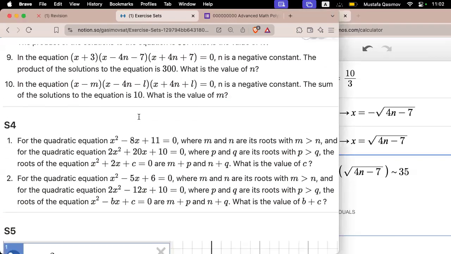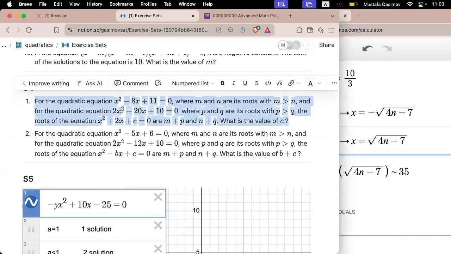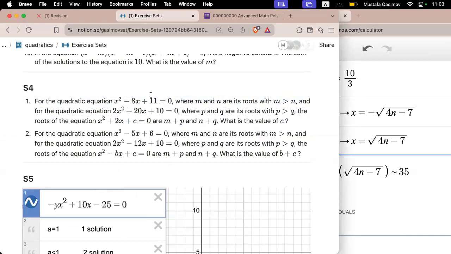Any question from here? Okay, and also this S4. This question is from November 2023.